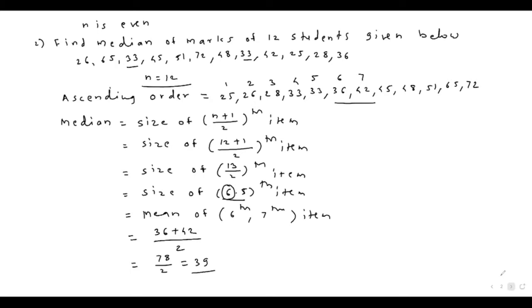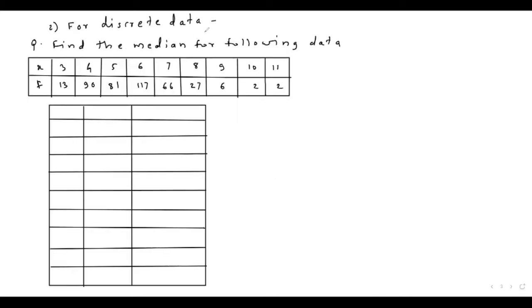Let me have now next problem for discrete data set. My problem is find the median for following data, and we have the values of x and f which are already arranged in ascending order. So solution of this problem is, formula for discrete data type is median is equal to size of n divided by 2 th item. Here n is nothing but summation of frequency.